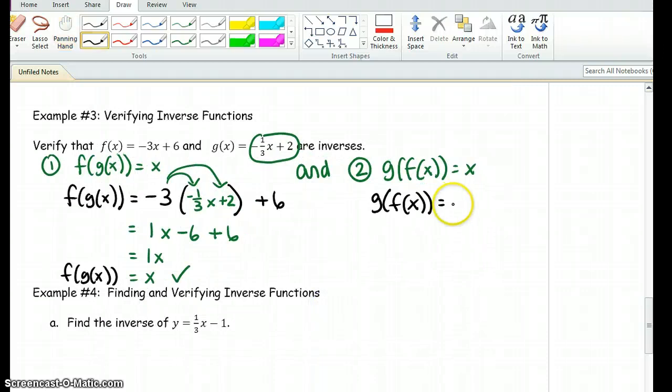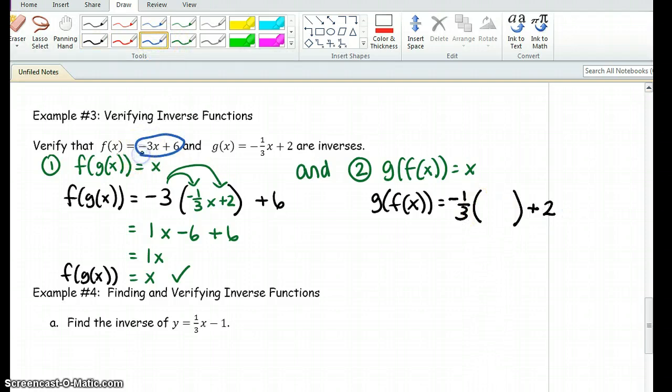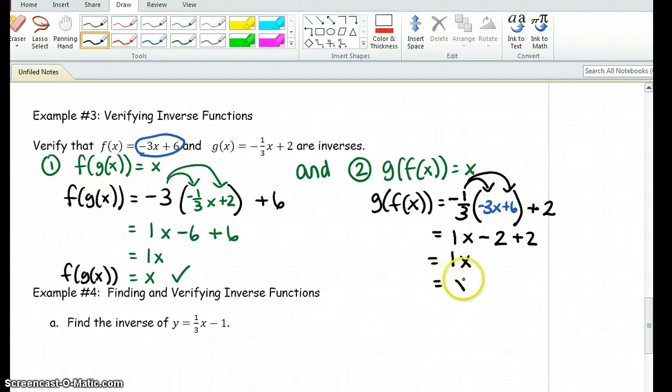So I'm going to go ahead and rewrite the g function because that's the first thing I see. So negative 1/3. And instead of writing x, I'm going to put big parentheses, plus 2. And inside of those parentheses will be our f function. So negative 3x plus 6. We're going to go ahead and simplify that. Distribute the negative 1/3. And we are left with 1x minus 2 plus 2. The negative and the positive 2 just go down to 1x, which is the same thing as x. So therefore, g of f of x also equals x.